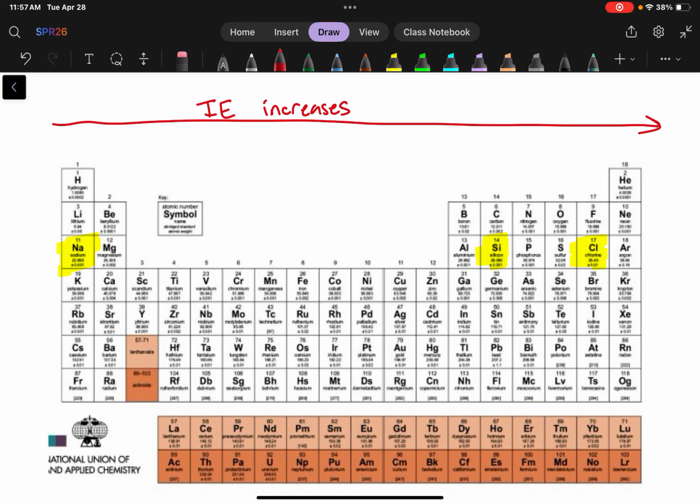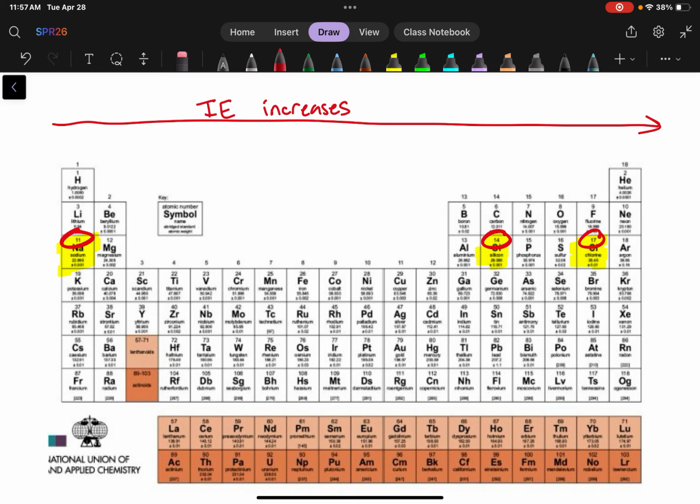And we said that there's a couple ways that you could think about it. But one of the ways that we could reason this out or explain this trend is we've got increasing nuclear charge as we go from the left to the right. So remember that the effective nuclear charge for these different elements depends on how many protons they have in their nucleus, right? So sodium has 11, silicon has 14, and chlorine has 17.